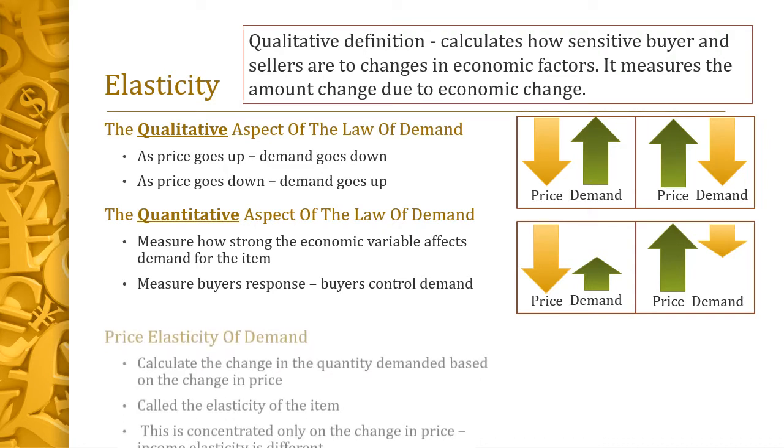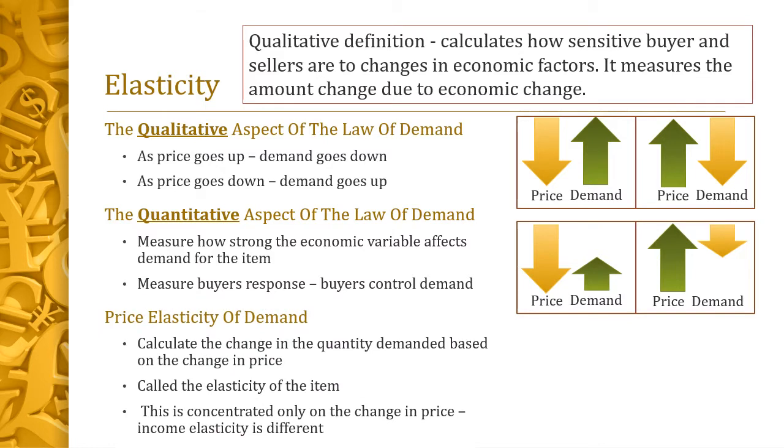The first one we tend to look at is what we call price elasticity of demand. Basically, this is only looking at how the change in price will affect the demand for a product. The actual change is called the product's elasticity. So you hear about the elasticity of the item, and we're going to look at that more directly. But I do want to make sure you understand that we're only talking about price. There is income elasticity and a couple other ones, but we usually start with price.